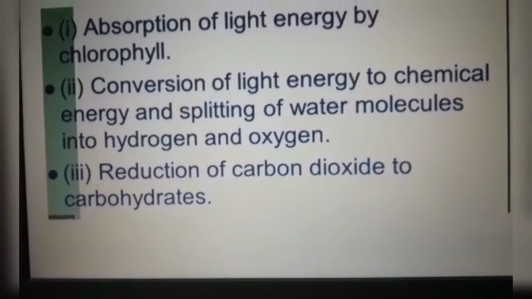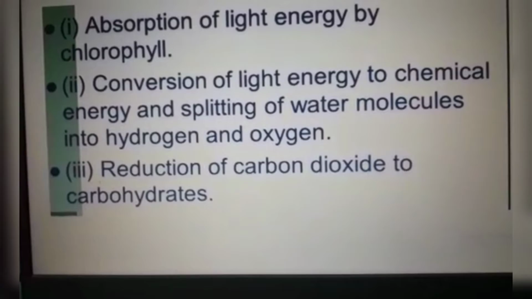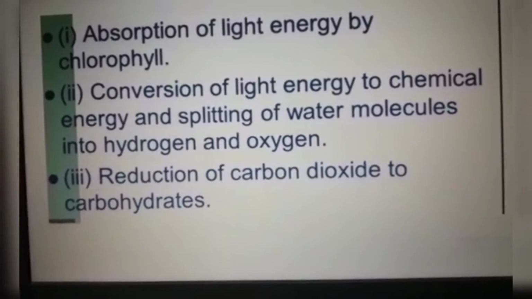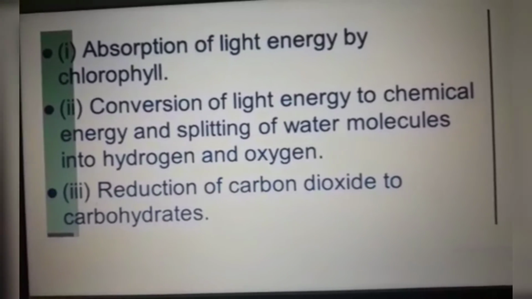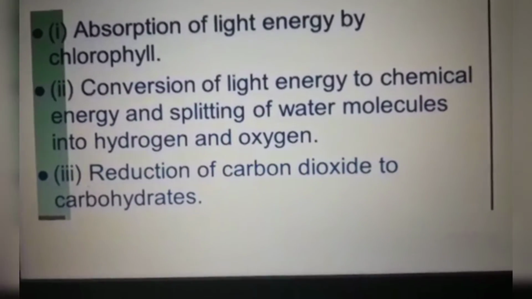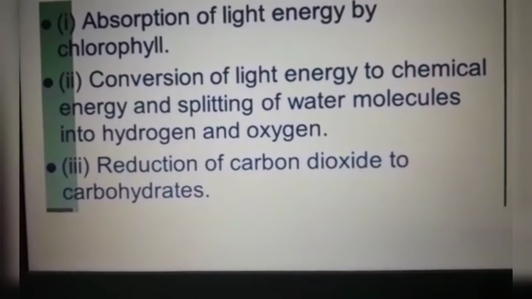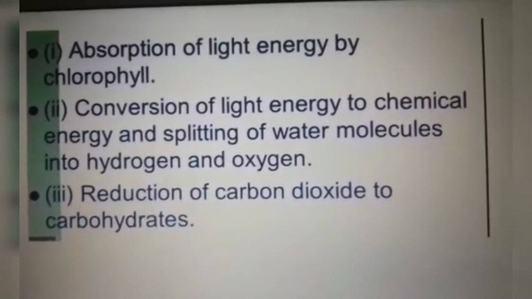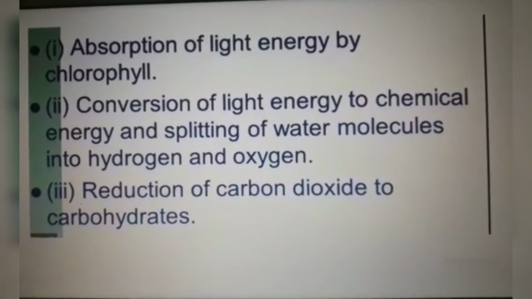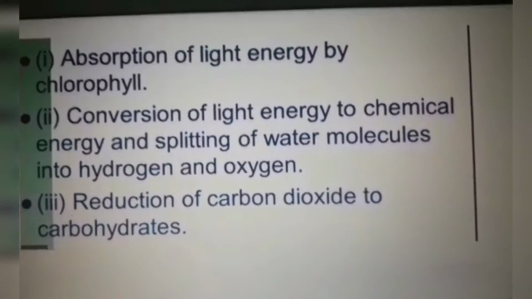During this process, one chemical reaction takes place. Am I right? With the presence of sunlight, this chemical reaction takes place. So automatically one change is happening here: light energy is converted into chemical energy through this hydrolysis process. That is the second step, conversion of light energy into chemical energy. After that, the third one is the reduction of carbon dioxide to carbohydrate.